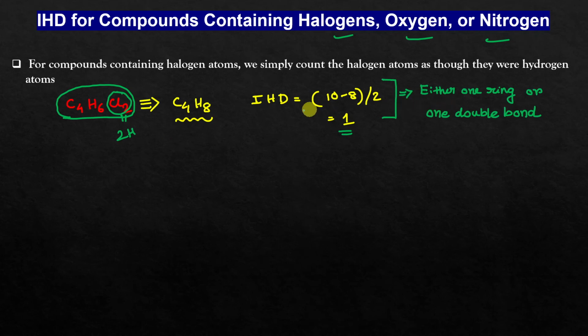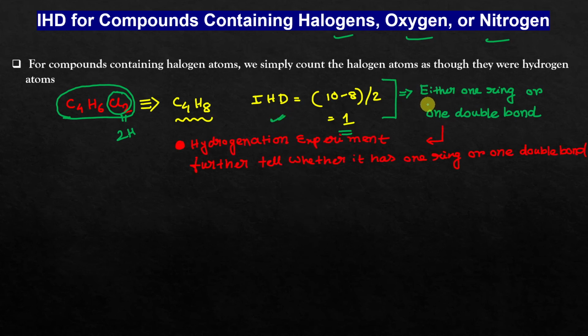So you can see that either this compound contains 1 ring or 1 double bond. From this IHD we cannot say whether it contains 1 ring or 1 double bond, but that can be determined from a hydrogenation experiment. If this compound consumes 1 mole of hydrogen, then it contains 1 double bond, and if this compound does not participate in any reaction, then it contains 1 ring. So the hydrogenation reaction is very crucial to differentiate between double bond, triple bond or ring.